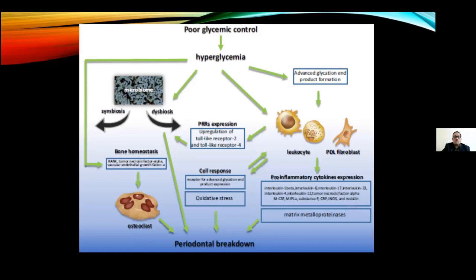But at the same time, you also have hyperglycemia, which will be affecting the periodontal microbiota, which results in dysbiosis, resulting in PRR expression, again leading to an intricate but complex periodontal breakdown. So this is basically an overview with respect to how hyperglycemia or diabetes will be affecting the periodontal tissues.